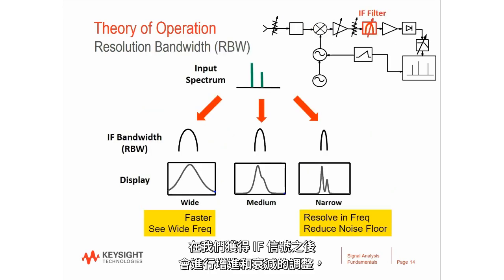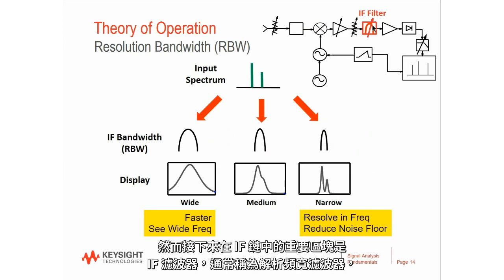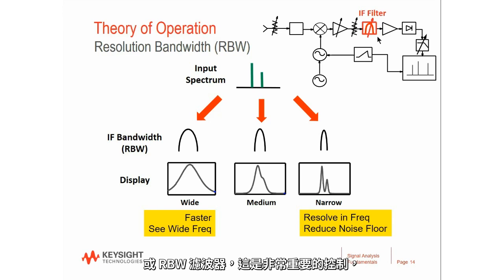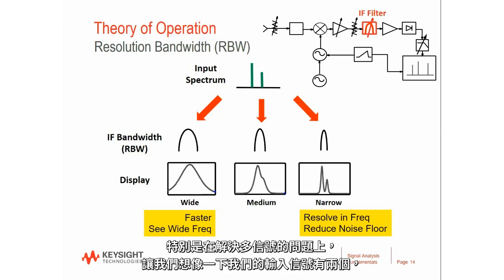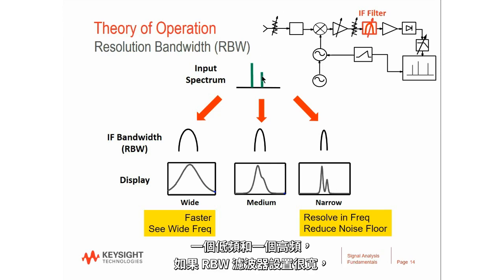So after we've got our IF signal, we'll go through some gain and attenuation adjustments, but then the next significant block in the IF chain is the IF filter, more commonly known as the resolution bandwidth filter or RBW filter. This is a very important control. It gives you a lot of the power that a spectrum analyzer can deliver, especially in terms of resolving multiple signals. So let's imagine that our input signal has two signals to it, a lower frequency and a higher frequency.